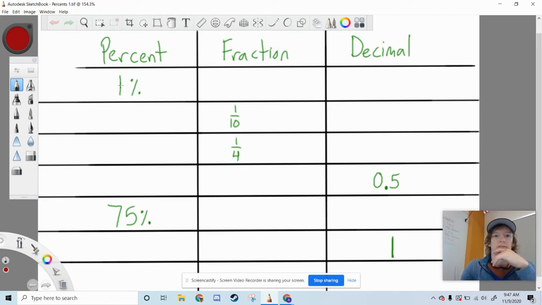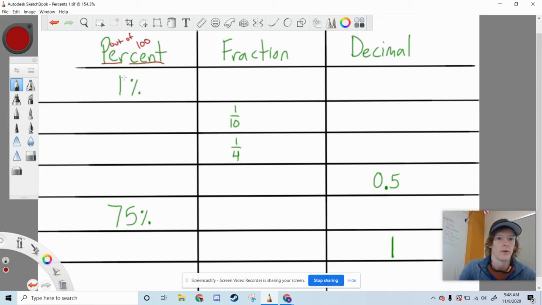But to start us off, we're going to go ahead and do this first row for 1%. 1% written as a fraction and written as a decimal is what we need to do. So 1%, I just want to tell you right now, percent means out of 100. Cent means 100. So per means out of, cent means 100. We've seen the word cent in centipede, centimeter. There's 100 cents in a dollar.